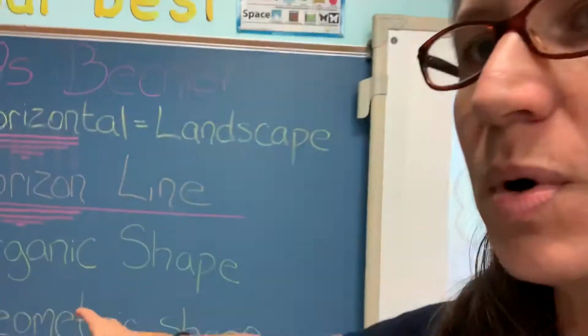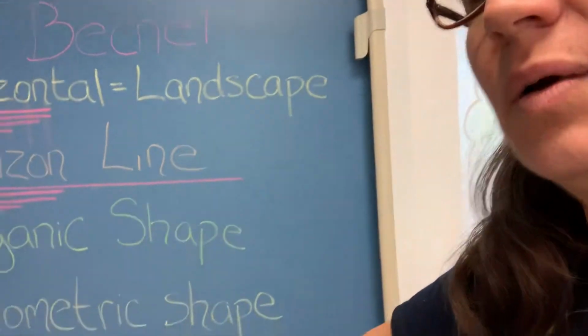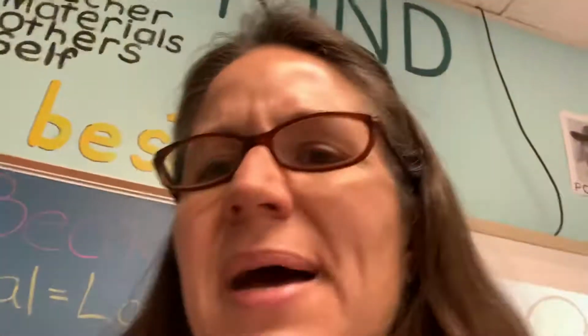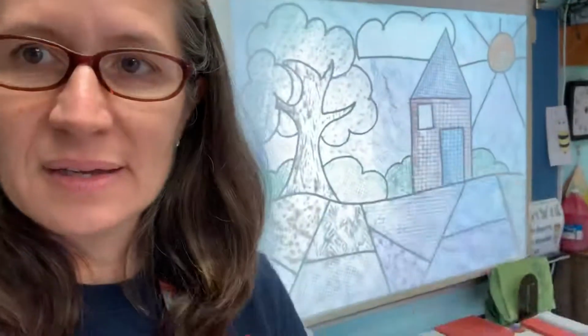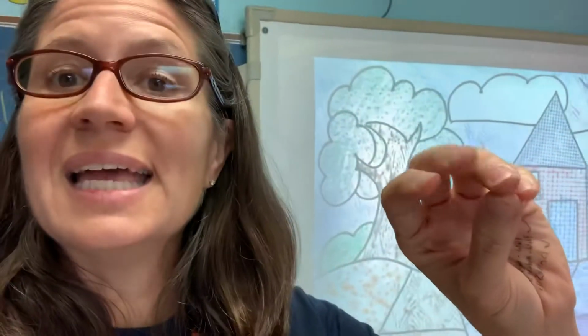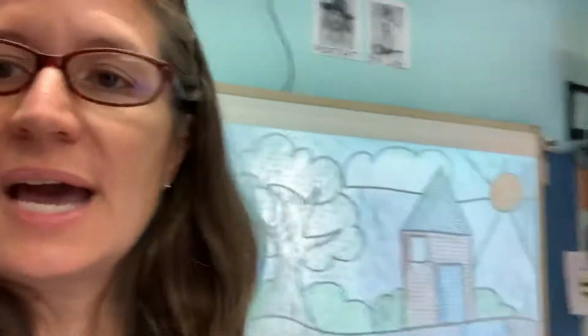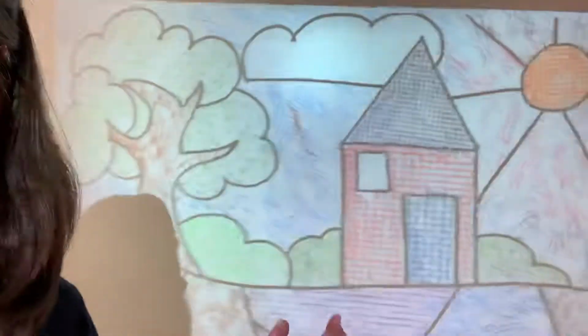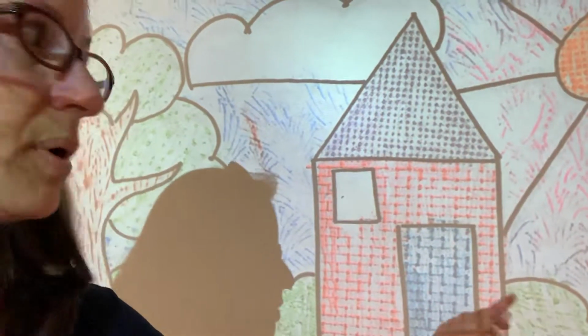So let's look at our board. What else are we learning today? We're going to learn about texture. Everybody say texture. Put your hands like this and say texture is the way something feels. So when we have texture, it can be the way something feels, or if it looks like it feels like something, right? So we can see the texture. It looks like bricks on this house.